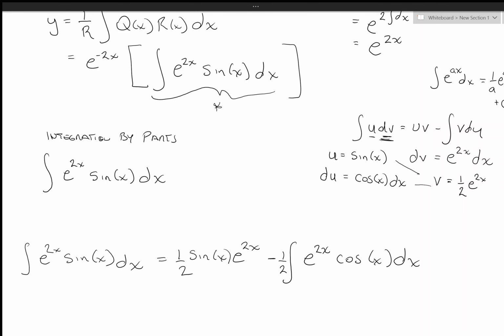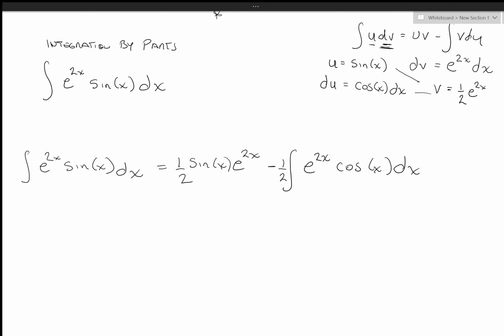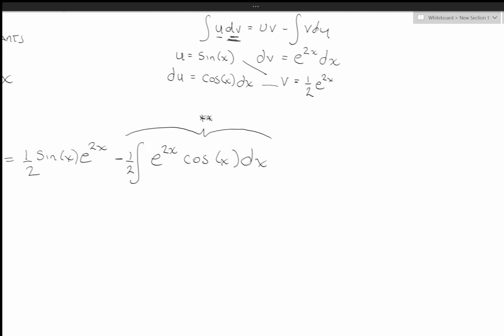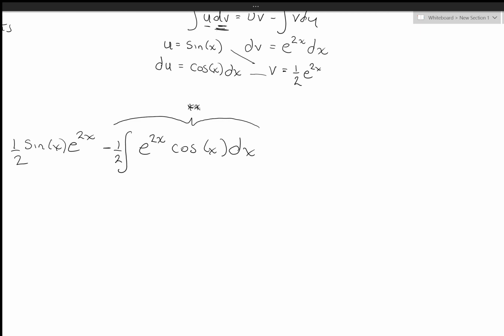Here we haven't found anything yet, but we now have another integral to contend with, and we need to do an integration by parts in order to solve this integral. So what I'm going to do is move this over, and we need to do a second integration by parts.